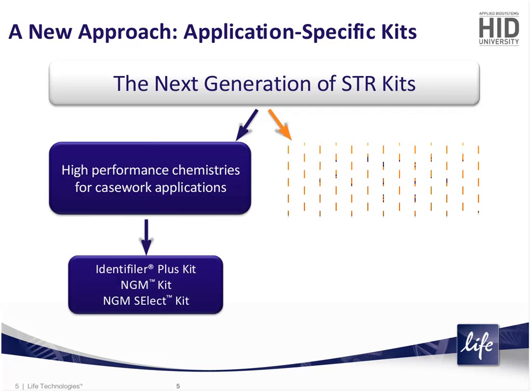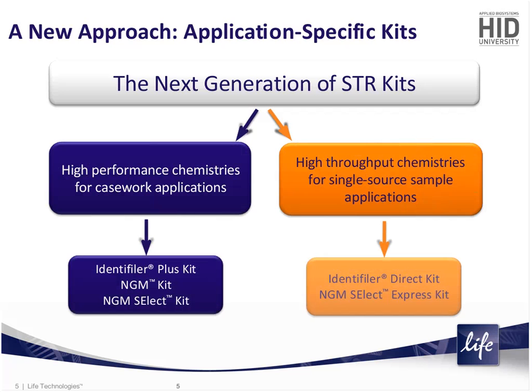On the other hand, we're able to have high throughput chemistries for single source applications. For these, we can alter the buffer chemistry to get maximum efficiency, to get maximum performance on unpurified samples without the need for the long and complex workflow traditionally associated with casework samples. The Identifiler Direct and NGM Select Express kits allow us to maximize that time to result, allowing us, as I mentioned, to get to a result in under 2 hours.